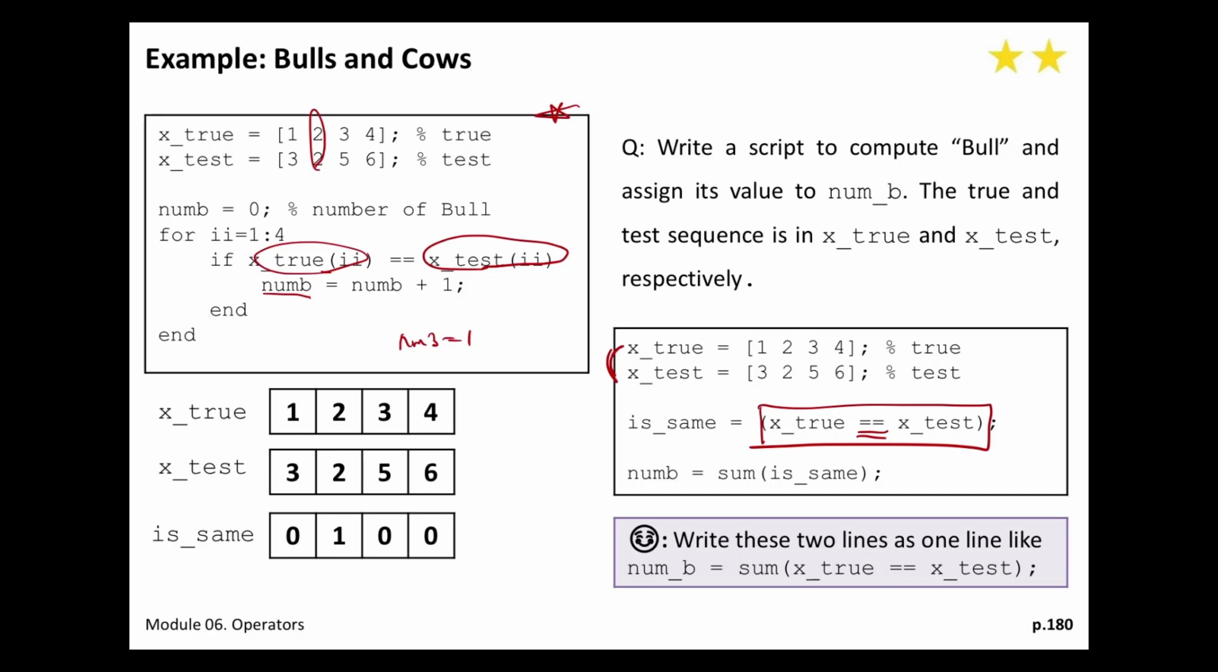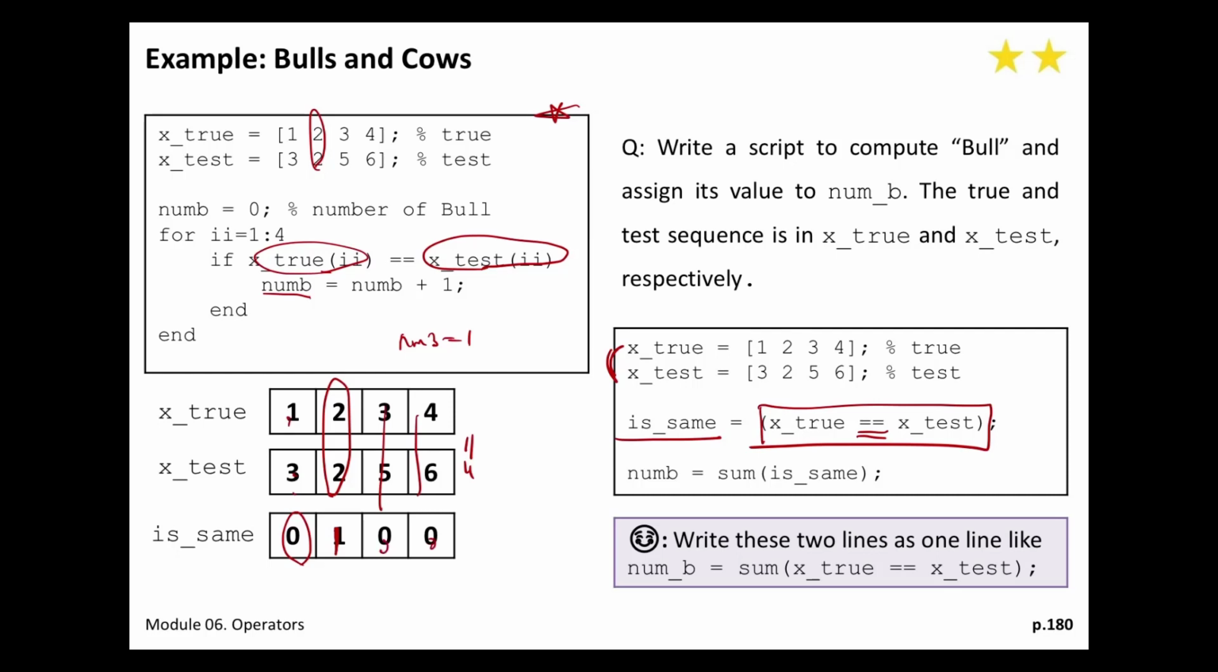Okay, so what is the same vector? That is a logical vector. 0 means these two values are not equal, but this one is equal. There's a 1. It's a true. Okay, and these are all 0.